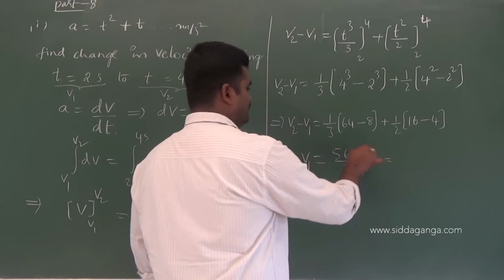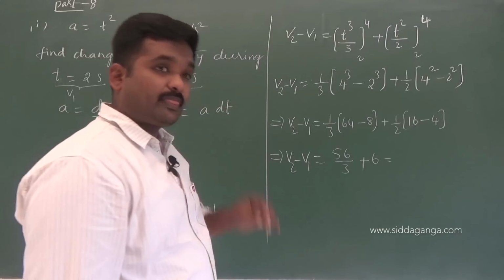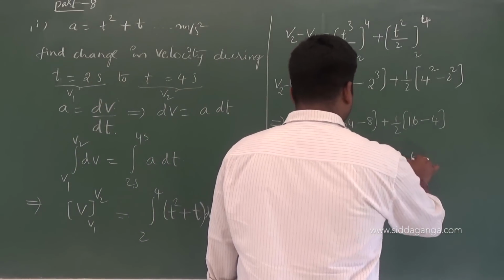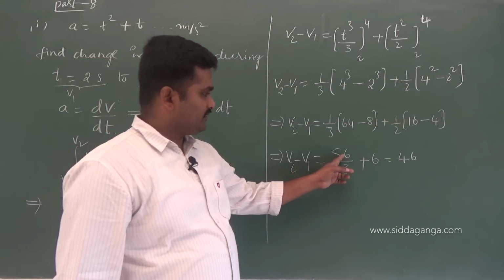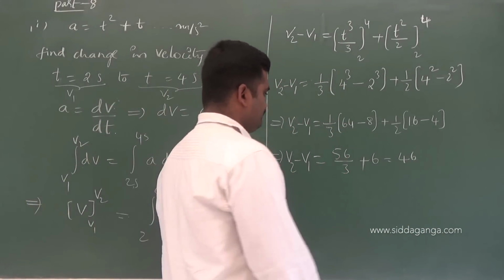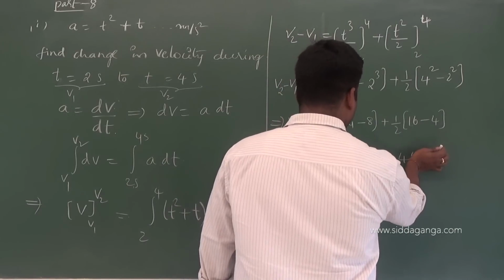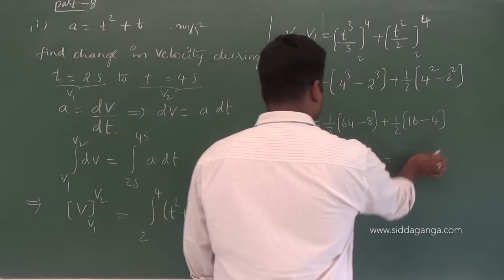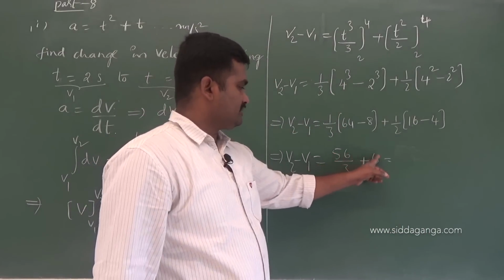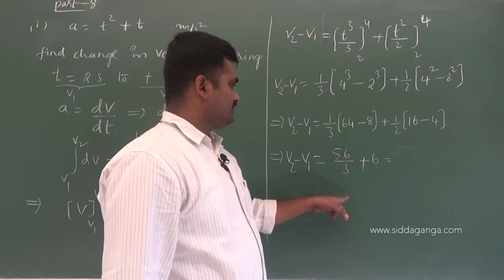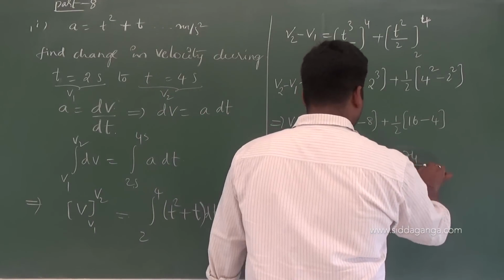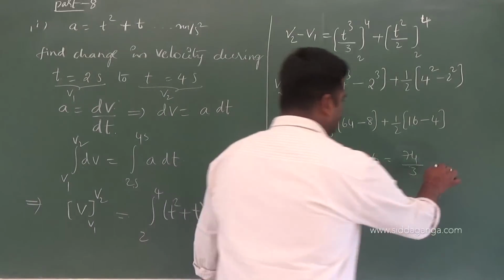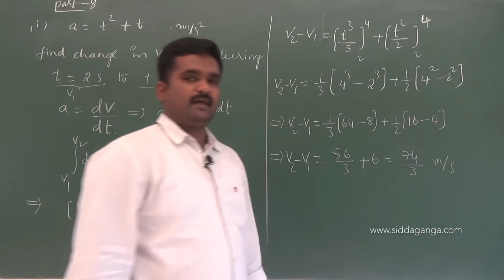Simplify this, how much will you get? 3 sixes are 18, 56 plus 18 means 74. You will get 74 divided by 3, approximately. Whatever value you get there, you have to keep it, simplify that. This is how you need to find out the change in velocity.